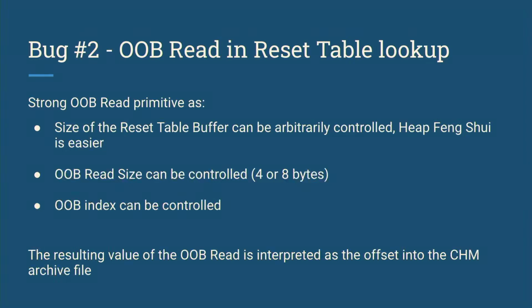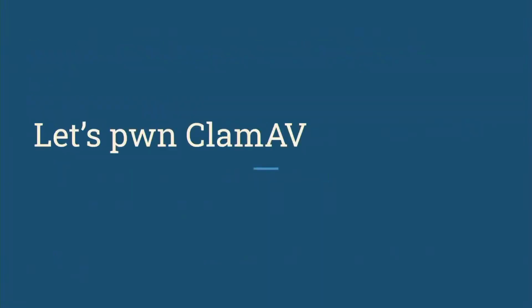And what's important for the rest of this talk is how the value that is read out of bounds is used. So in this case, it's trying to get the real offset within the file from this array, but because it's out of bounds, this could be any value in memory. So let's see how we can attack ClamAV with these primitives.